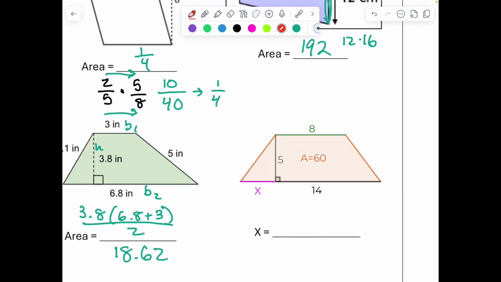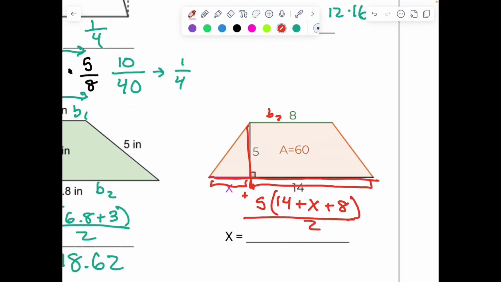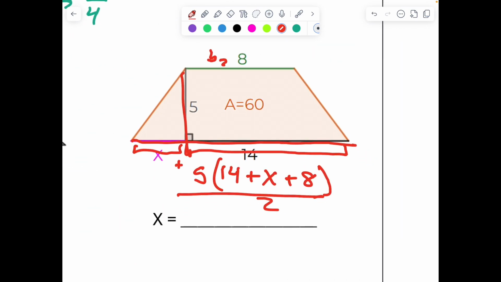And then finally, a spicy one here. This first base down here is 14 plus x, because this chunk is 14, this chunk is x, so we have to add them together. So that's base 1. Base 2 is 8, so we're going to add all those together. And our height is 5 divided by 2. So 14 plus 8, we can combine those, but we can't combine the x with that. So inside the parentheses, we're going to have 22 plus x, that's 14 plus 8 combined.